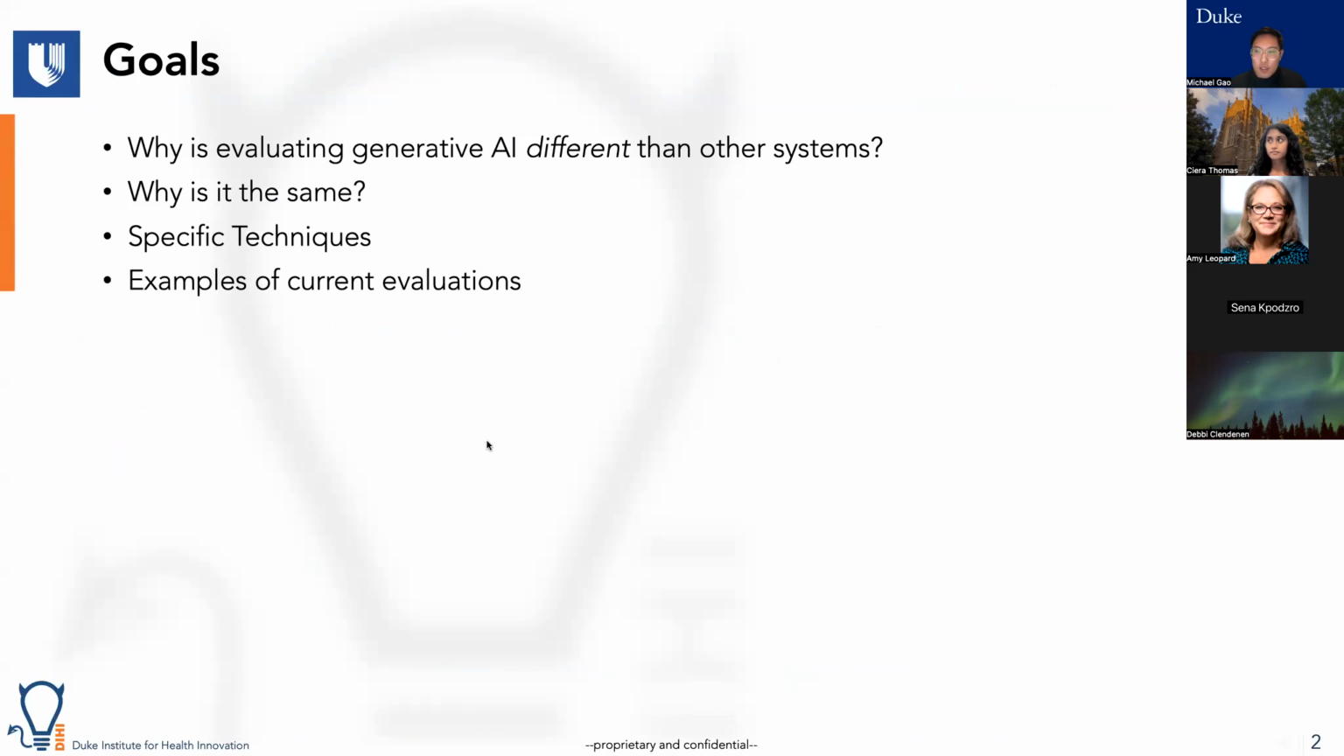So the goals for today will be to talk about what makes evaluating generative AI difficult, what makes it different than evaluating other types of systems, and then what are the ways in which evaluating generative AI is kind of the same as evaluating any sort of healthcare solution. And then we'll dive into some very specific techniques on ways that experts are thinking about evaluation. And then we'll end with some examples. I think that's the best way to really drive home the point of both how difficult it can be, how to set up systems around it, and why those can be useful.